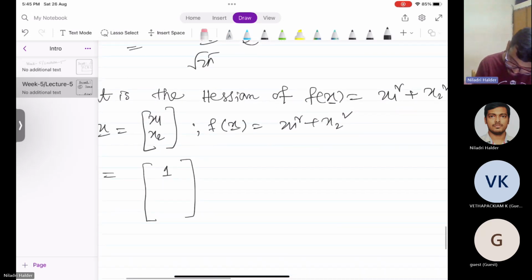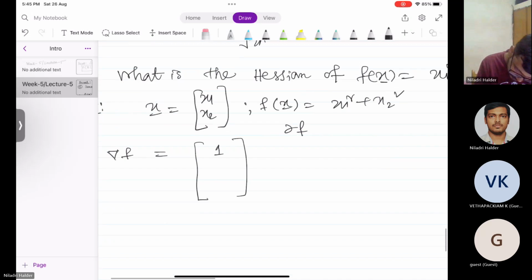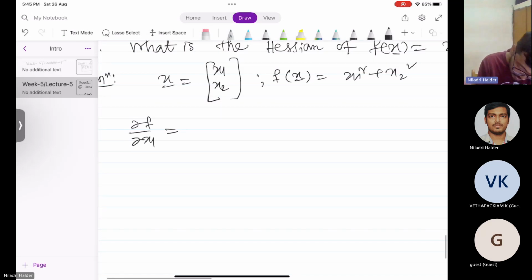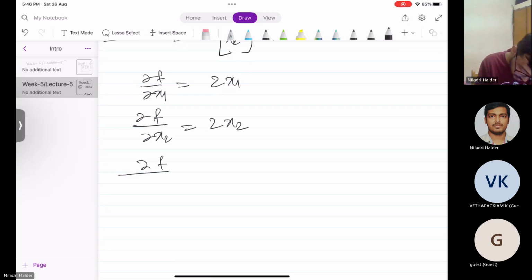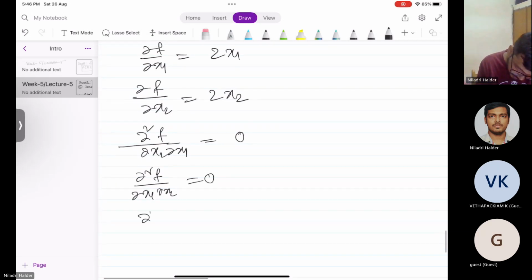Sorry, so that is not 1. So 2. So del of f(x) is, first you need to find out all the derivatives possible. So del f/del x1 is equal to 2x1, and del f/del x2 is equal to 2x2. Then del²f/del x2 del x1 is equal to 0. Then del²f/del x1 del x2 is also 0. And then del²f/del x2² is equal to 2.